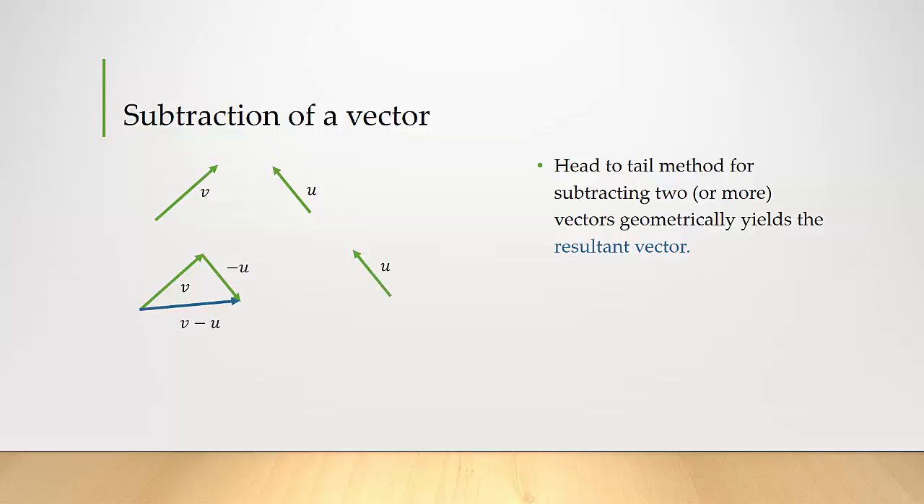Again, I could look at u, I could look at then a negative v, and that resultant vector is now u minus v. So that's geometrically how we can add or subtract vectors.